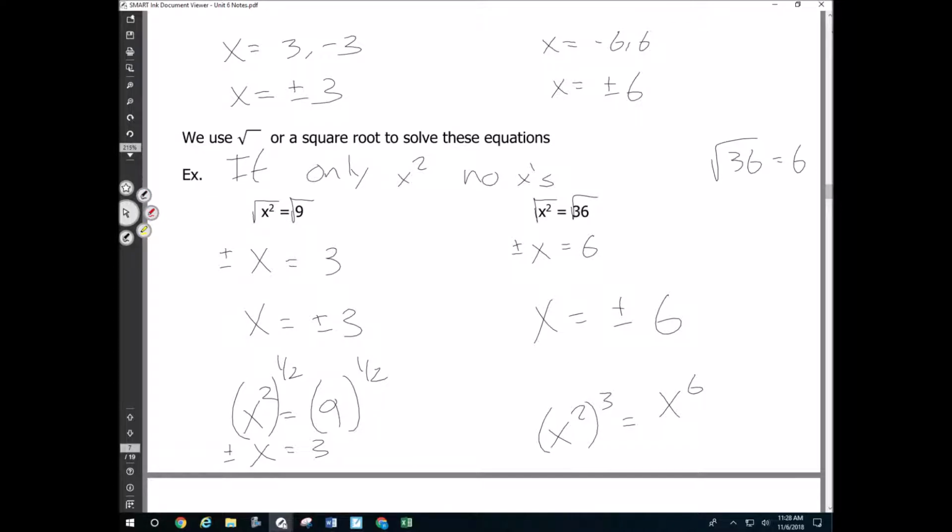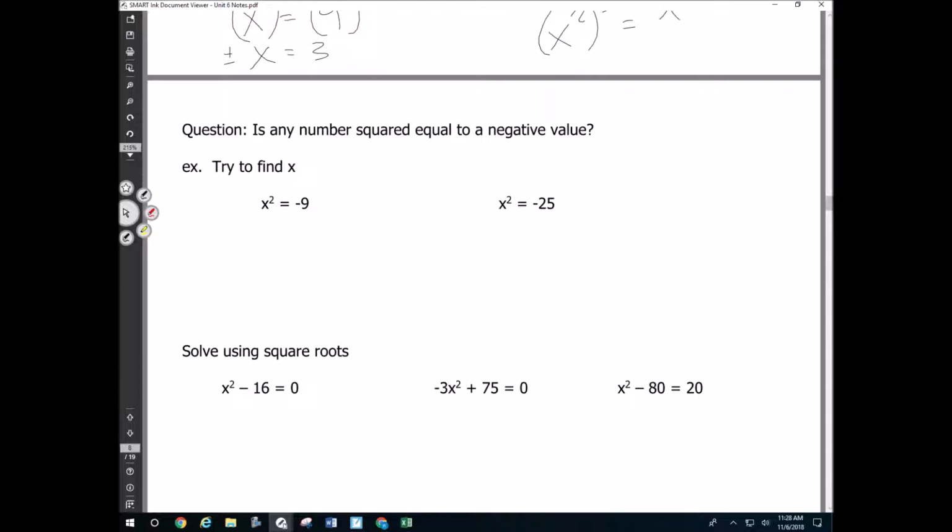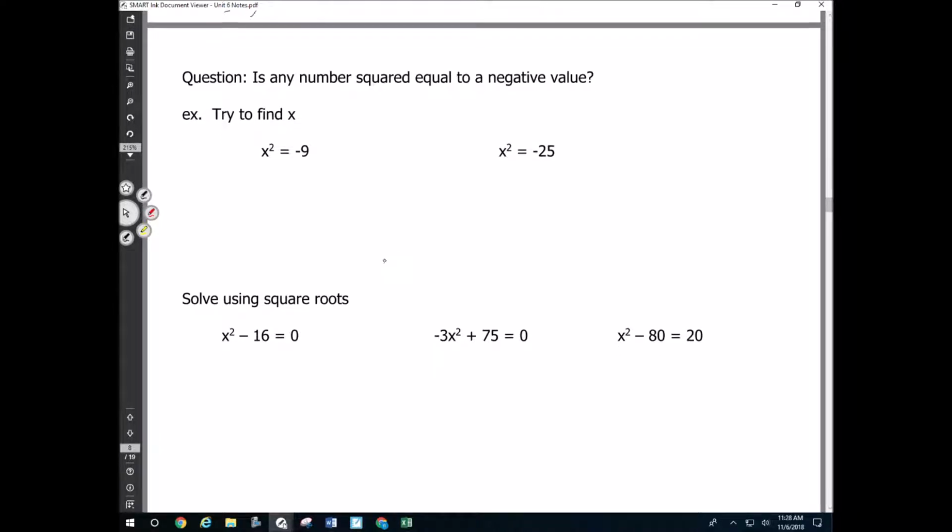Okay? So these are different types of quadratics where we just have x squareds, and turns out we can use our friend the square root or the 1/2 power to solve for x.